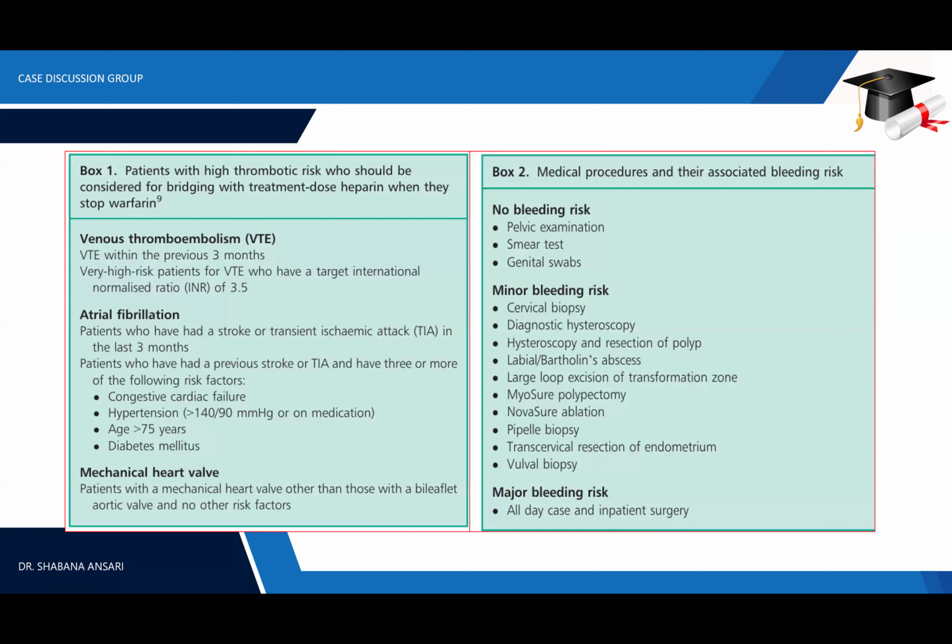Now, I'm not going to read each and everything. This is from the talk. We will see in which category our patient is, and what complications she was having. Patients with high thrombotic risk should be considered for bridging with treatment dose heparin when they stop warfarin. The patient had a mechanical heart valve, so she will need a treatment dose of heparin after stopping warfarin. Now, which medical procedures are associated with which bleeding risk?